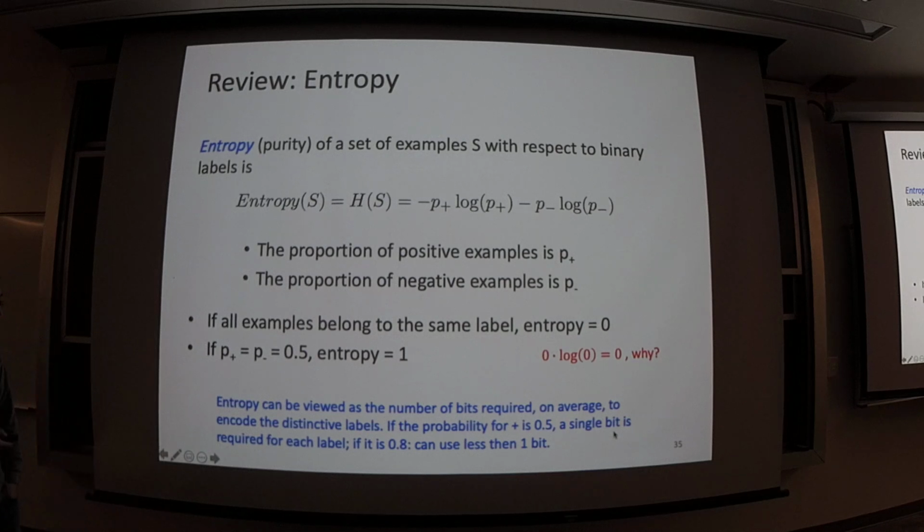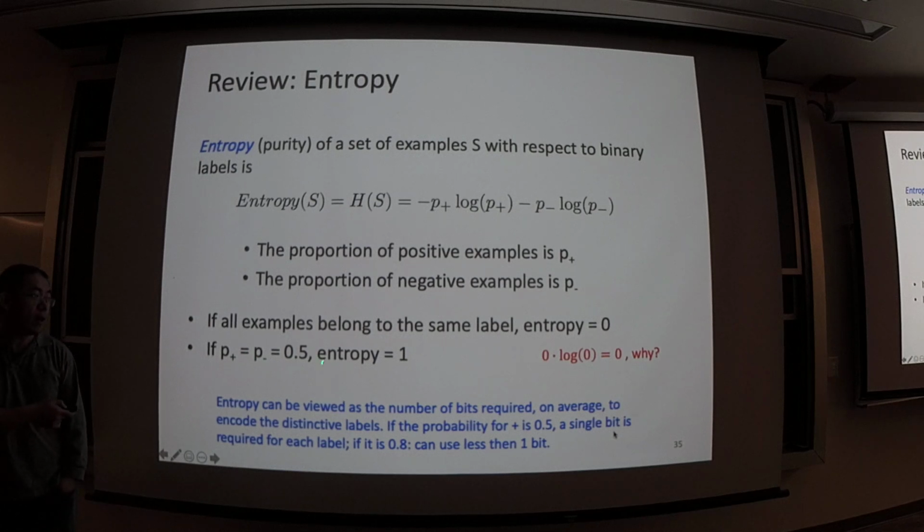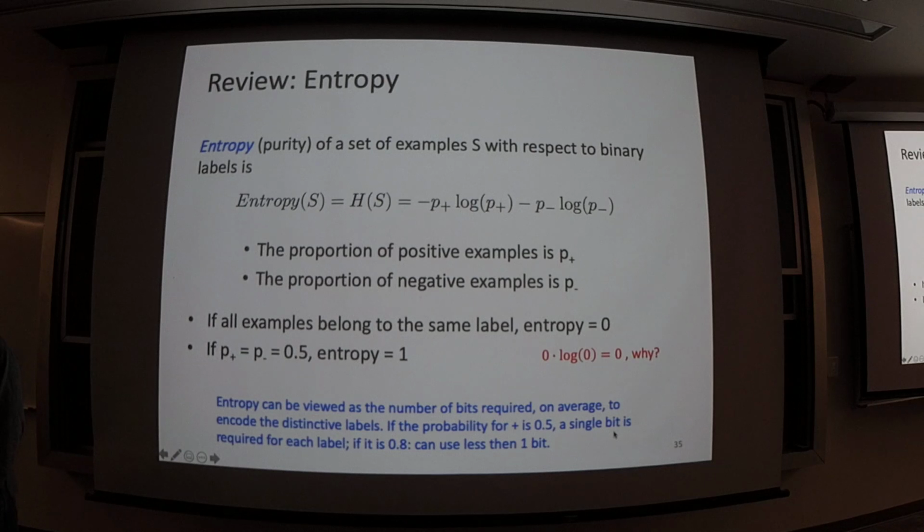And it can also be shown that if p plus equals p minus equals 0.5, your entropy arrives at its maximum, which is 1. Then your purity is at its smallest value.